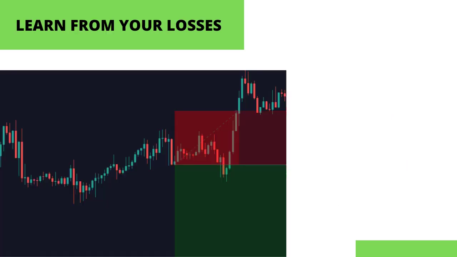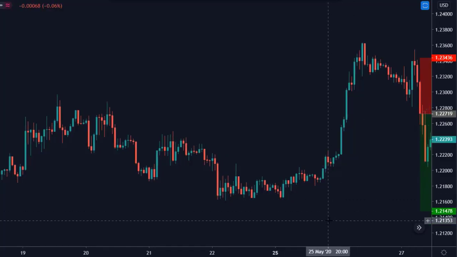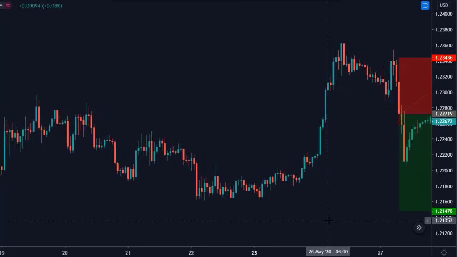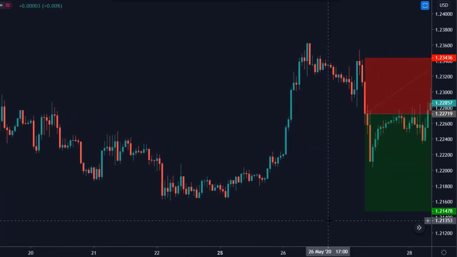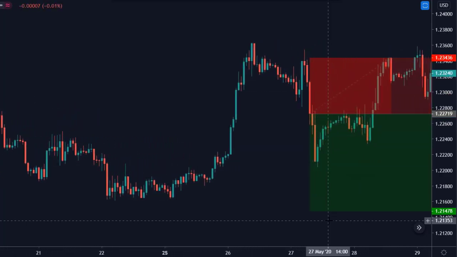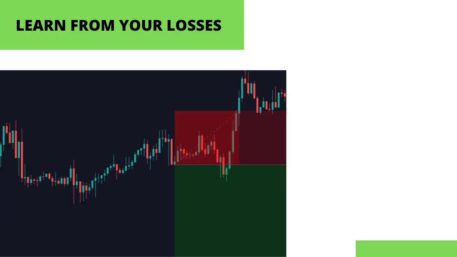Alright, learn from your losses. This is so important because if you learn from your losses and your mistakes and change that mistake in your next trades, you will increase your winning ratio and you will become a better trader. So the only thing is that you have to learn from your losses. Take every single mistake that you make, combine it with your strategy and see what the mistake really was. In that way you will learn.